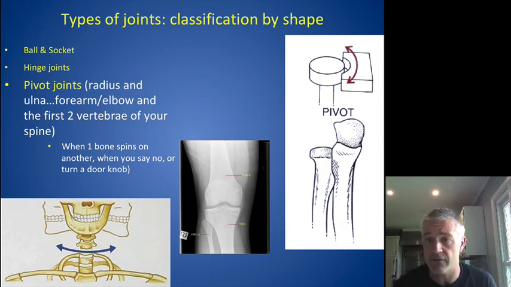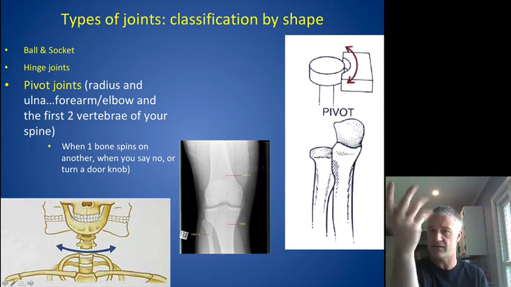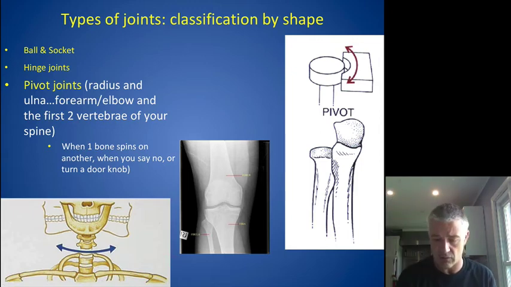You also have this pivot joint on the end of the radius, that circle, it rolls in a socket right here. It can pivot around, so you can do this rotation like this, that supination and pronation that we'll talk about in a little bit. That is a pivot joint.